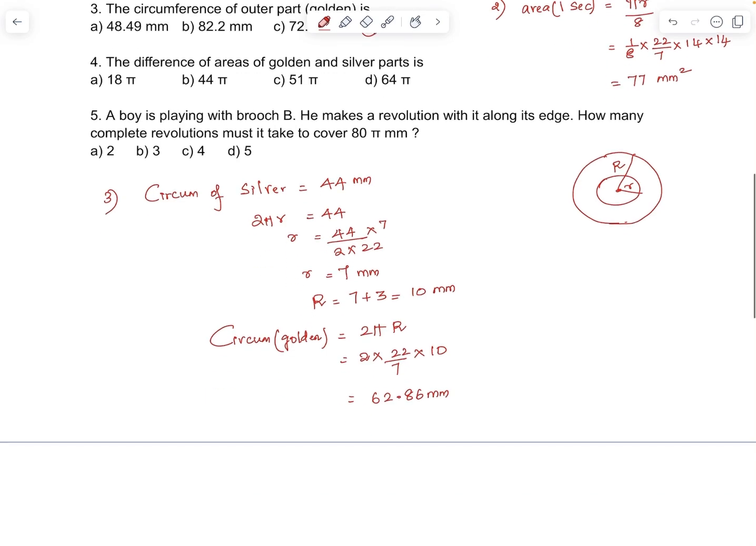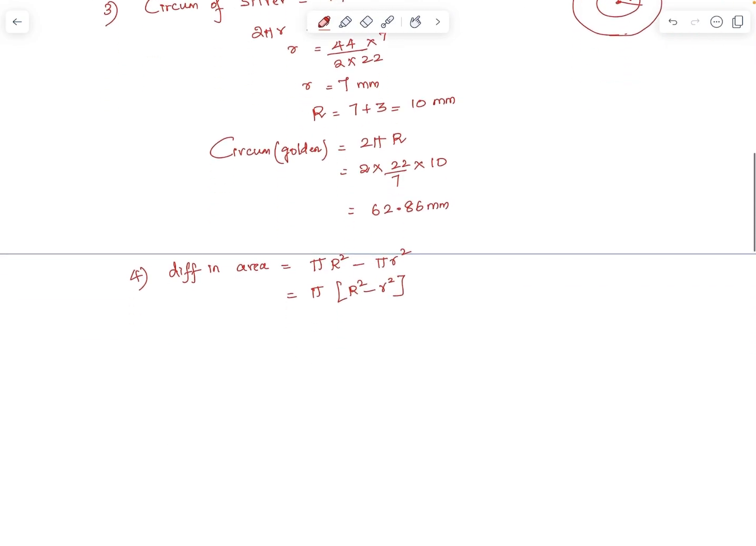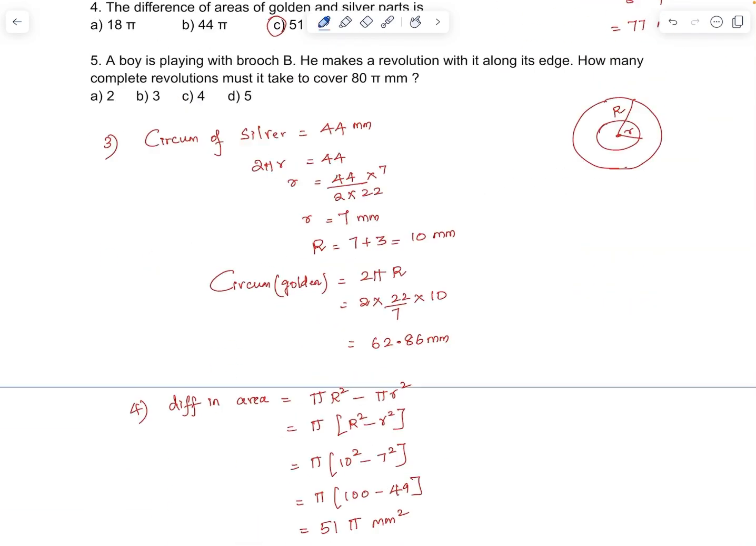Question 4. The difference of areas of golden and silver parts. Difference in area can be got by subtracting the outer area minus the inner area. Taking pi as common, we get pi times capital R square minus small r square, which is pi times 10 square minus 7 square. That is pi times 100 minus 49, which is 51 pi. Answer is option C.